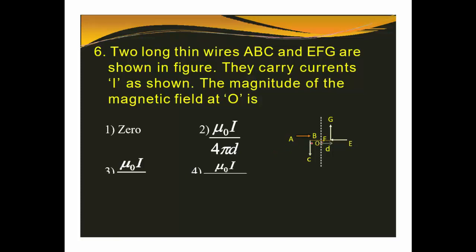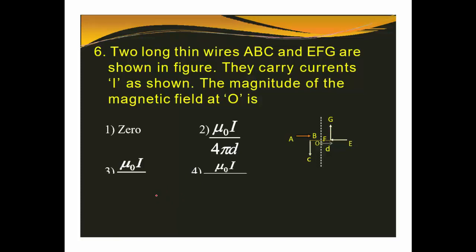At this point here, the magnetic field due to the AB part and EF part are 0. Why is the magnetic field due to AB and EF 0? Because the point lies on the axis. If the point lies on the axis, the magnetic field is 0. Which sections will contribute to the magnetic field? Only BC and FG.